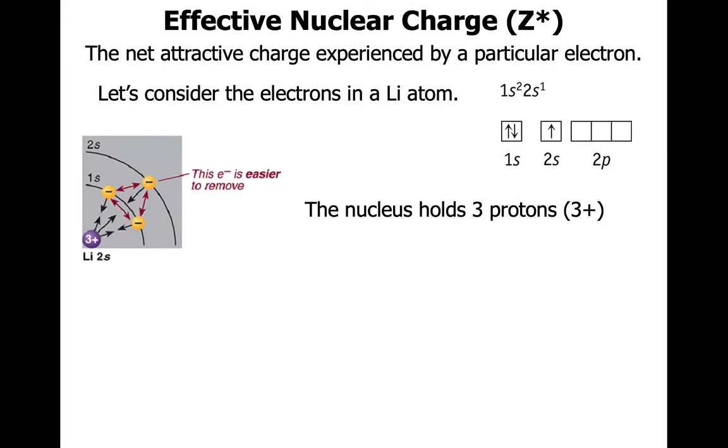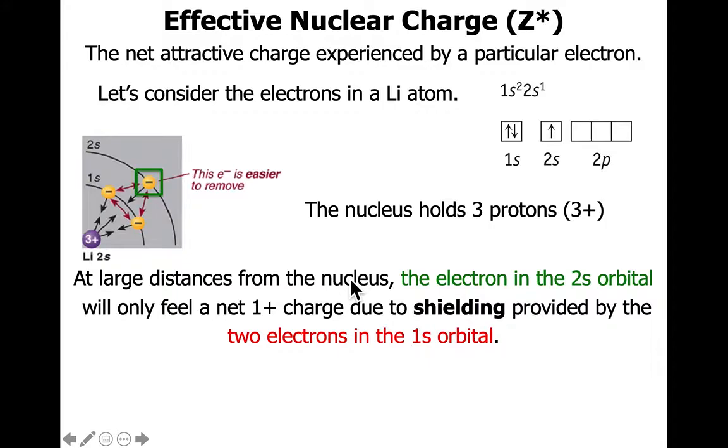Well, let's now talk a little bit more about something called effective nuclear charge, and that will dictate a lot of the other properties of the atoms. So let's start pretty simple, lithium. It has 3 protons in the nucleus and it has a total of 3 electrons. The first 2 electrons are in the 1s orbital, which is really close to the nucleus, and then the third electron is in the 2s orbital, which is a bit further from the nucleus.